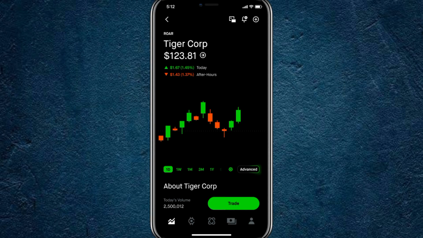In today's video, I'm going to teach you how to read candlestick charts in the Robinhood app. Start by opening the Robinhood app and navigating to the stock chart you want to analyze. Make sure you're on the full chart view so everything we're about to cover is visible. Take a moment to orient yourself on the screen.